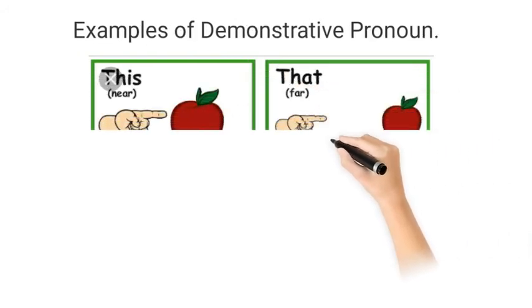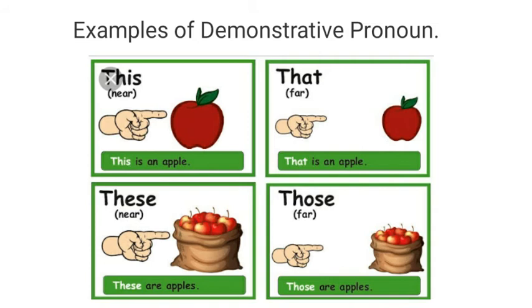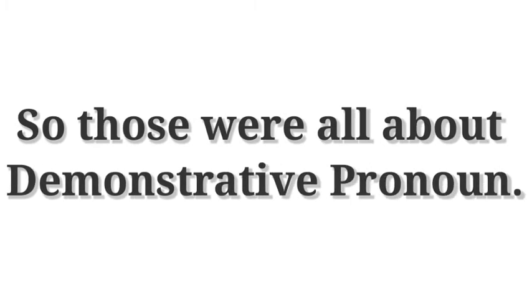Some of the basic examples of demonstrative pronouns are: this is an apple, which means it's a singular object near to you. That is an apple, singular object far from you. These are apples, plural object near to you. And the last one is, those are apples, plural object, and it is far from you. So those were all about demonstrative pronoun.